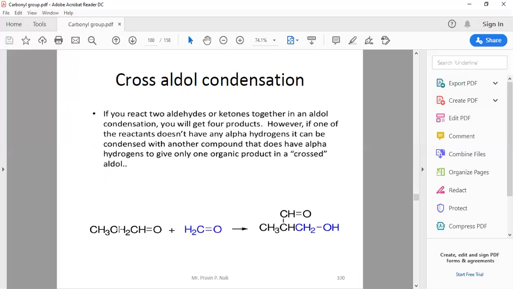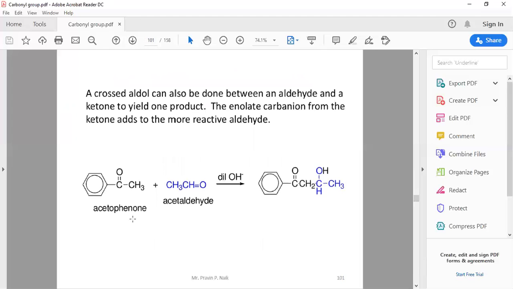So two different aldehydes, but in this case one does not contain alpha proton, and here it contains alpha proton, and that is getting condensed. The alpha proton from this carbon will be abstracted and this will be attacking the carbonyl carbon of formaldehyde. Then you have acetophenone, the ketone, and here you have acetaldehyde. So ketone and aldehyde react to form the cross aldol product.